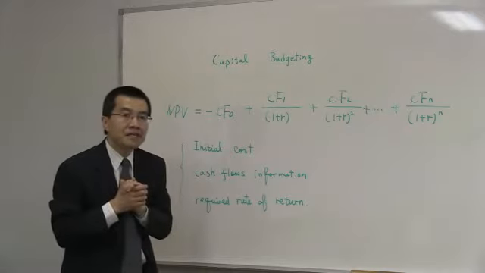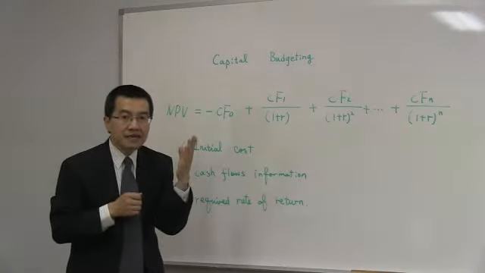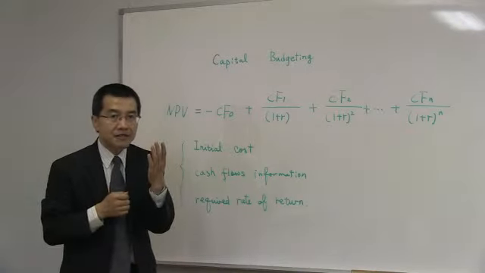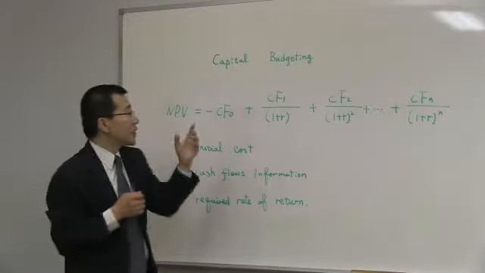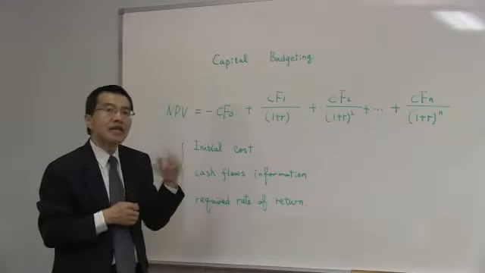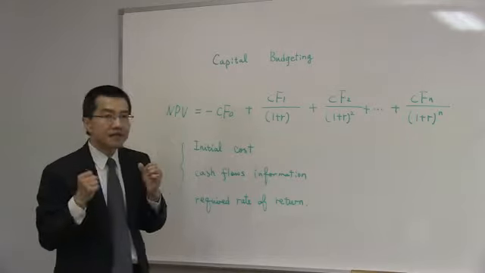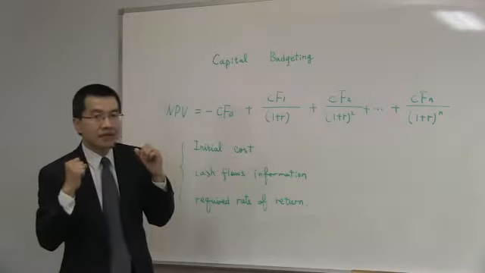If the NPV is positive, then it indicates the benefits are greater than the cost. If the NPV is negative, then it indicates the benefits are smaller than the initial cost. So the simple decision is: if the NPV is positive, we should accept the project. If the NPV is negative, then we should simply reject the project because it cannot bring in profit for the company.